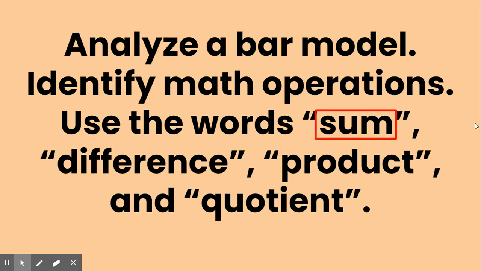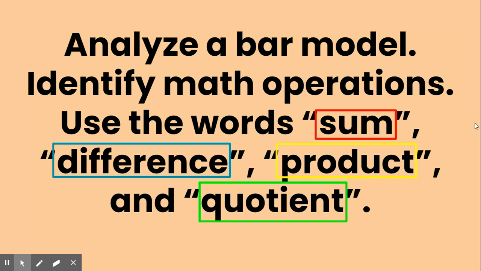So, sum. We discussed this before. A sum is what you get when you add numbers together. A difference is what you get when you subtract numbers. The product is your answer whenever you multiply numbers. And the quotient is your answer whenever you divide numbers.